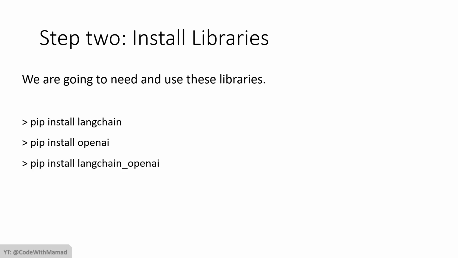In step 2, you're gonna need to install some libraries like LangChain, OpenAPI, and LangChain dash OpenAPI to use OpenAPI's services. You might also need LangChain dash community. If that would be the case, it's gonna ask you directly to install that. So let's see some code.